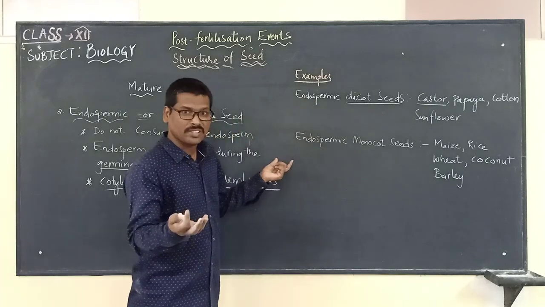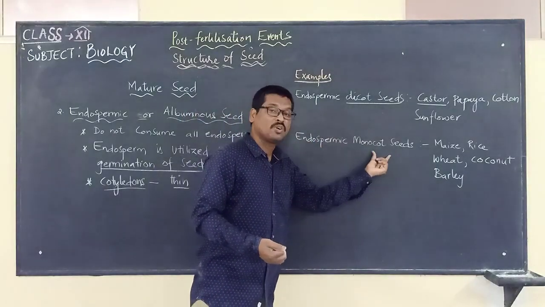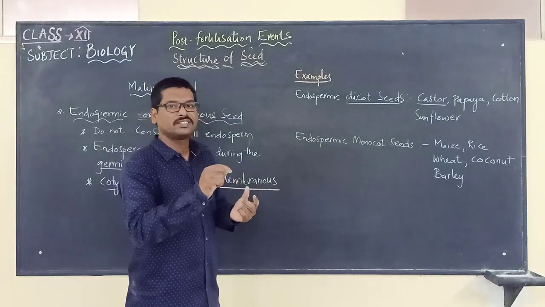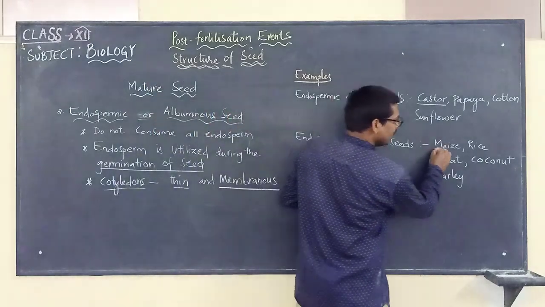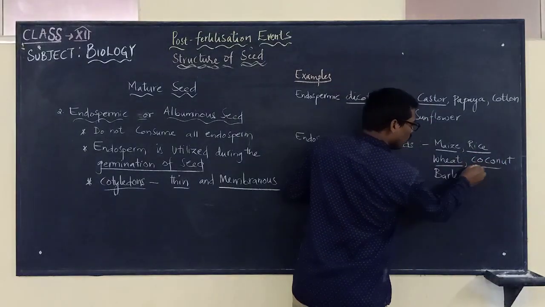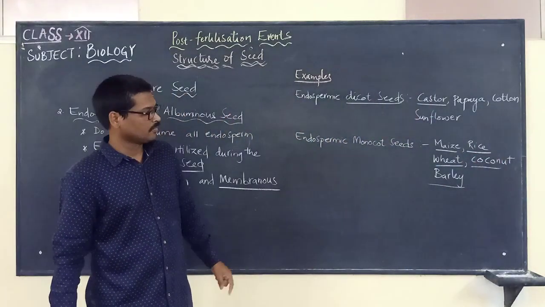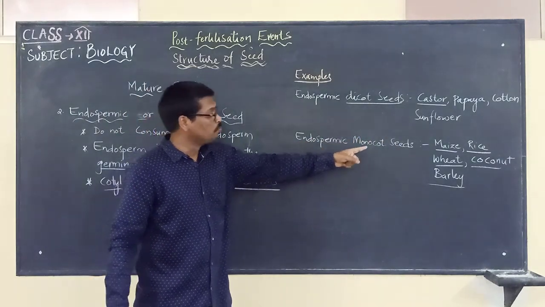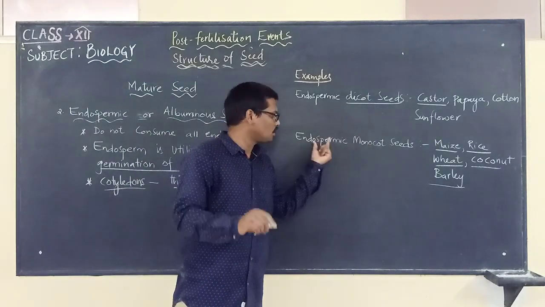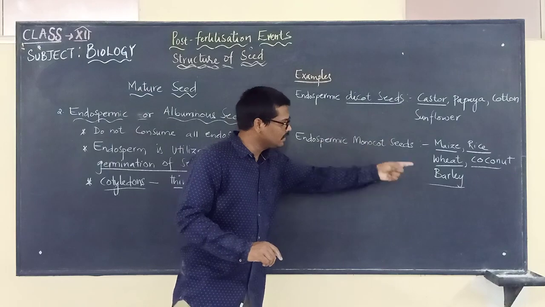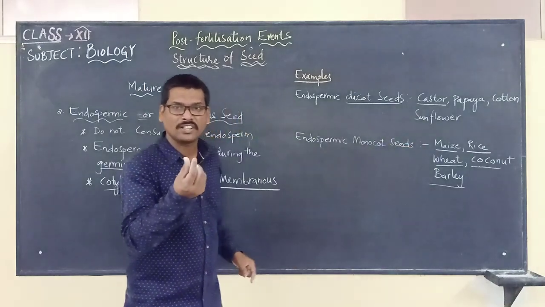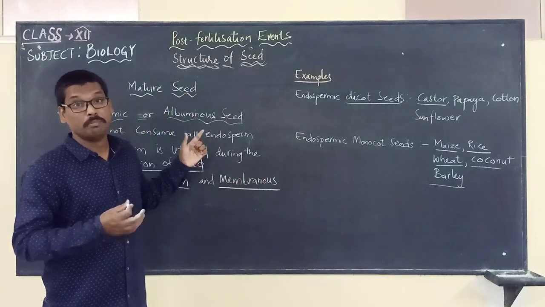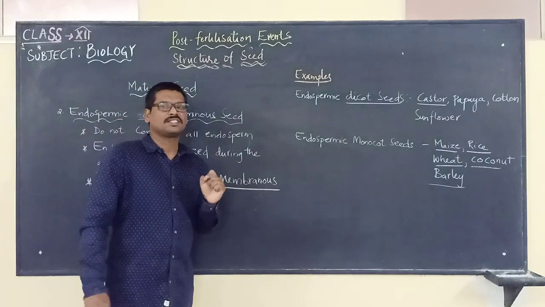And in the monocot seeds, there are some endospermic monocot seeds, monocot seeds which also contain the endosperm. Like what? Maize, rice, wheat, coconut and barley. All these are monocot seeds which show the presence of the endosperm. So in these cases, the cotyledons will be thin and membranous.